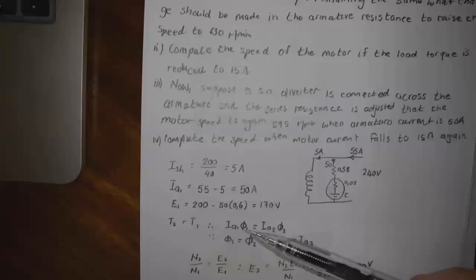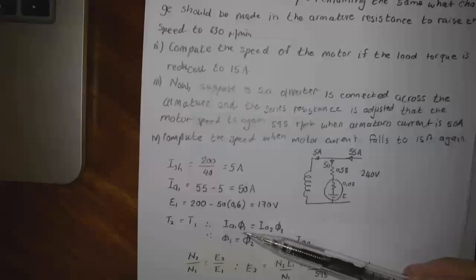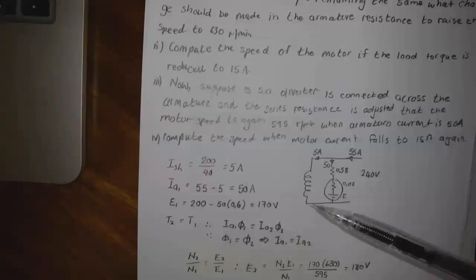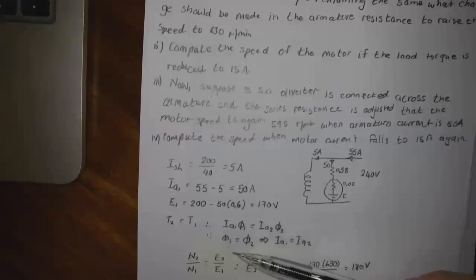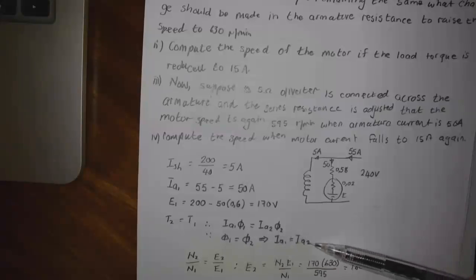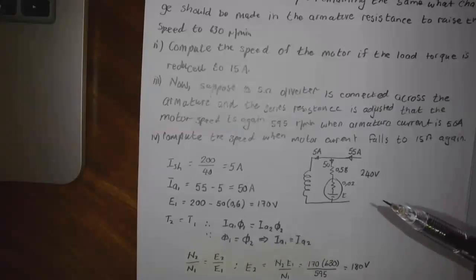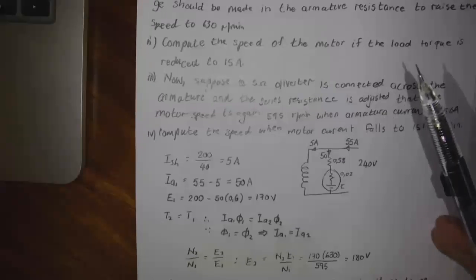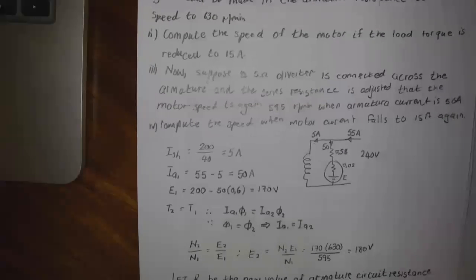Then we have the torque is the same. So IA1 flux 1 is IA2 flux 2. Because flux 1 is equal to flux 2, it means that IA1 is equal to IA2. So N2 over N1 is E2 over E1. And therefore E2 is N2 E1 over N1. That gives us 180 volts.